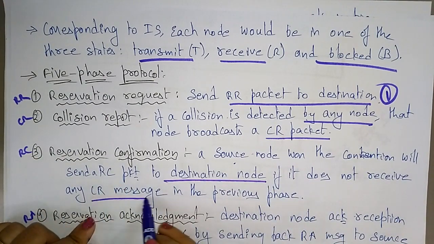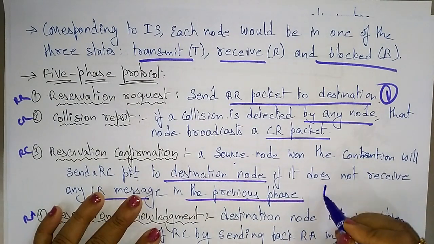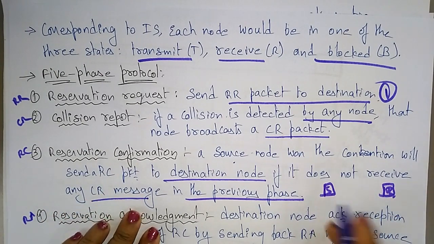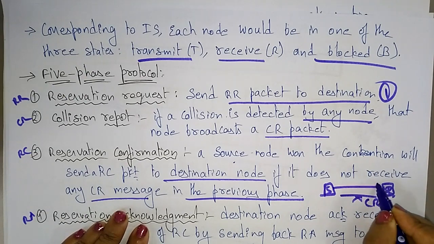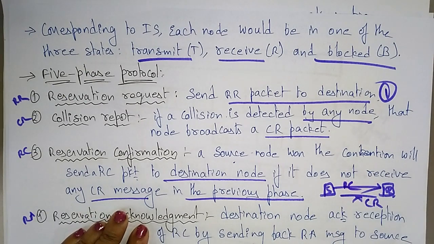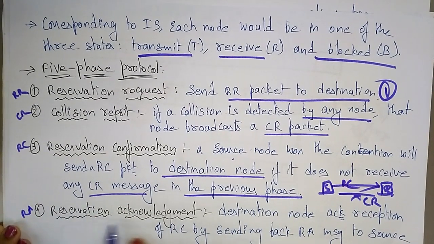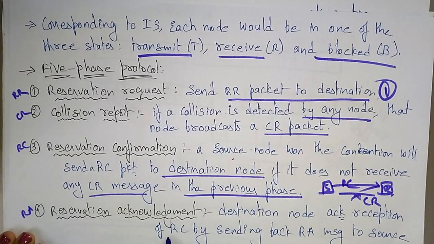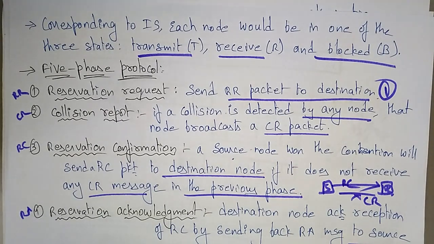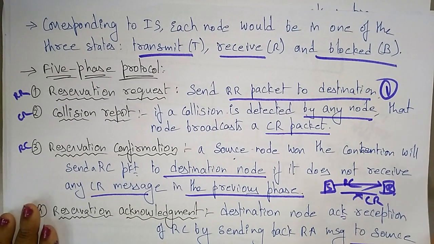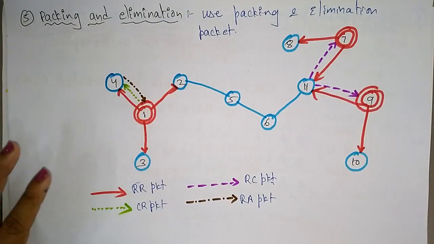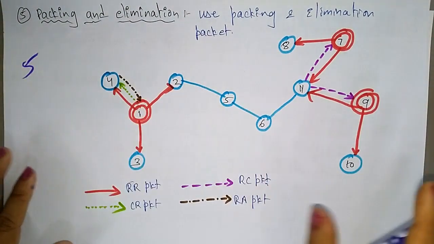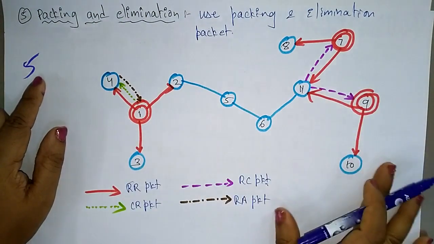This happens if it does not receive a CR message, that is a collision report message, in the previous phase. Suppose the sender wants to send data to the receiver: whenever it does not receive a CR, it sends the reservation confirmation. Next, reservation acknowledgement: the destination node acknowledges reception of the reservation confirmation by sending back a reservation acknowledgement message to the source. So the receiver sends the acknowledgement to the sender whenever it receives the RC. The last phase is packing and elimination. So this is the five-phase protocol. Packing and elimination packets are used to transfer the data.